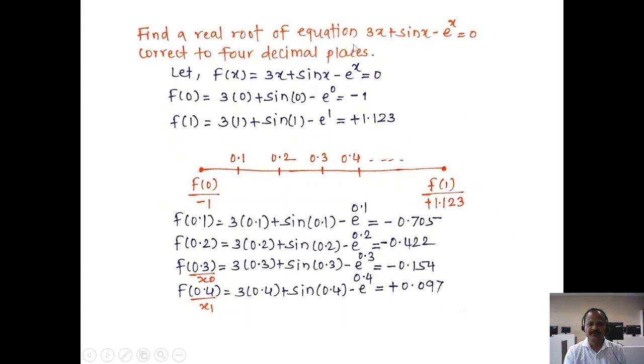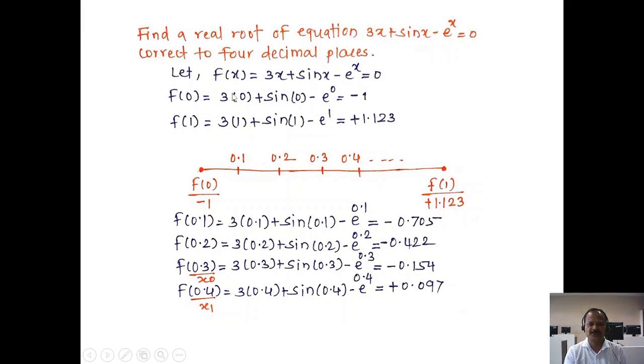Find the real root of the equation 3x plus sin x minus e raised to x is equal to 0, correct to 4 decimal places using the regula falsi method. Now first we have to write the equation. So the equation is 3x plus sin x minus e raised to x is equal to 0. So f(x) is equal to 3x plus sin x minus e raised to x, equal to 0. Now you have to find the root for this equation.